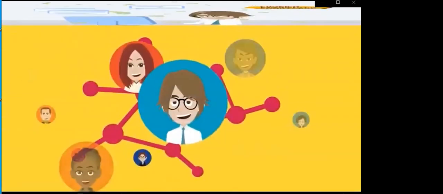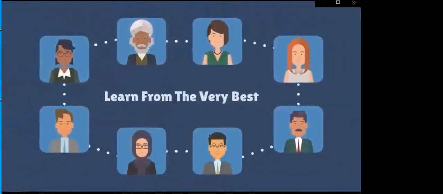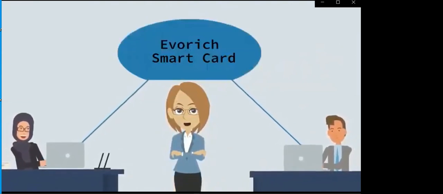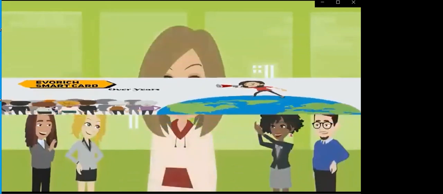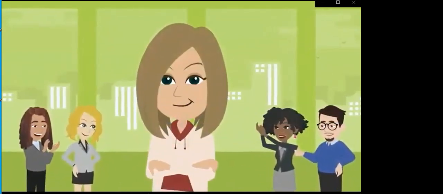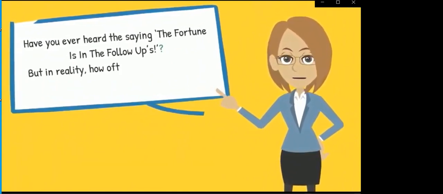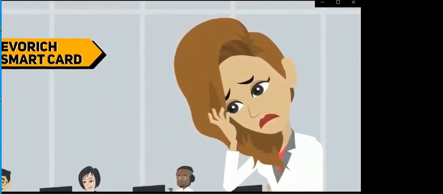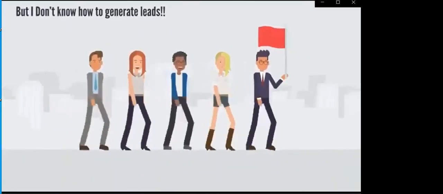You may have a company website, but let's be honest, it's no good for finding new prospects. Evorich Smart Card is a fully built marketing funnel tested over years and designed specifically for building your team. Have you ever heard the saying, "The fortune is in the follow-ups"? But in reality, how often do you effectively follow up with prospects? Not to worry. Evorich Smart Card automatically follows up every single prospect for you. But I don't know how to generate leads. We've got you. Evorich Smart Card is packed with exclusive training from industry legend Fraser Brooks. He will guide you through every step needed to find your next team member.